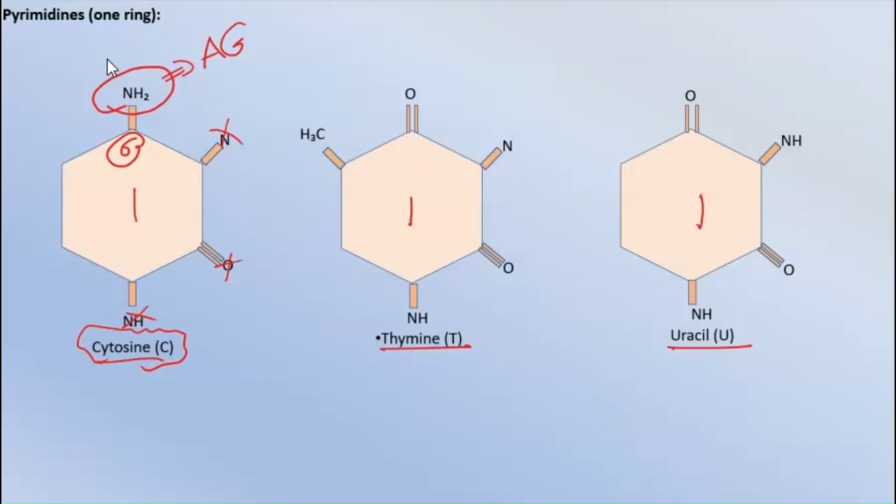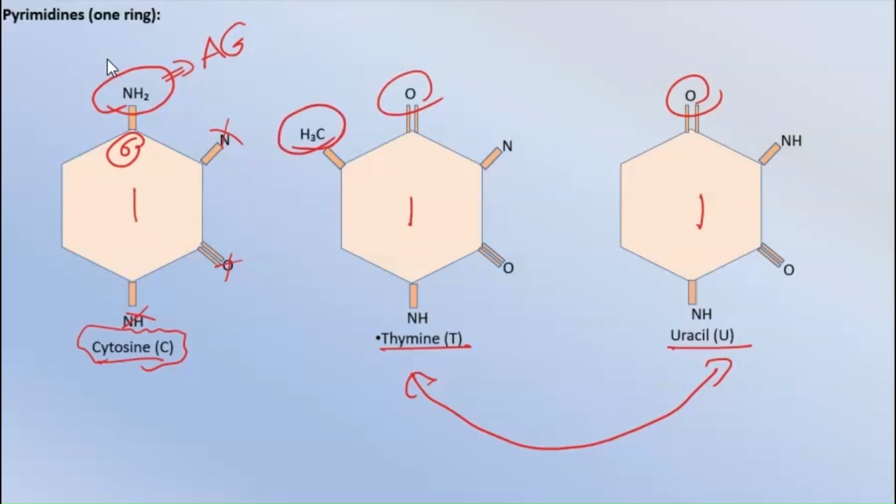Now, basically uracil and thymine, they do not have an amino group. So how do you tell thymine and uracil apart? Simple. Thymine has a methyl group, and usually it's written like this, H3C, right? So if you see a pyrimidine, meaning there is one ring, and you see an amino group, then this is cytosine. If you see one ring, it means a pyrimidine. If you do not see an amino group, then that means that could be either uracil or thymine.